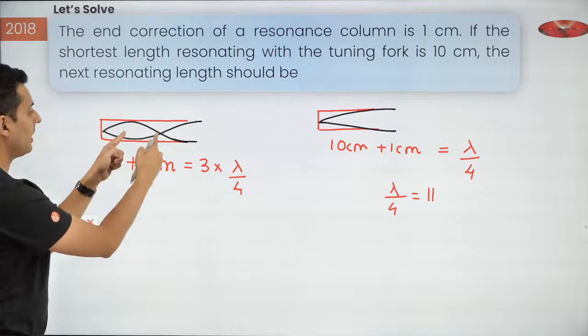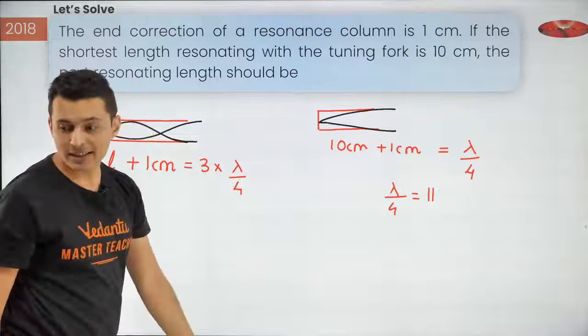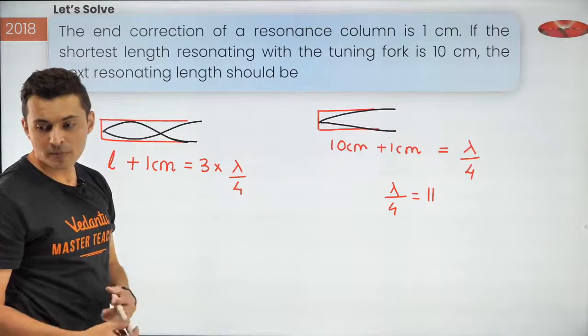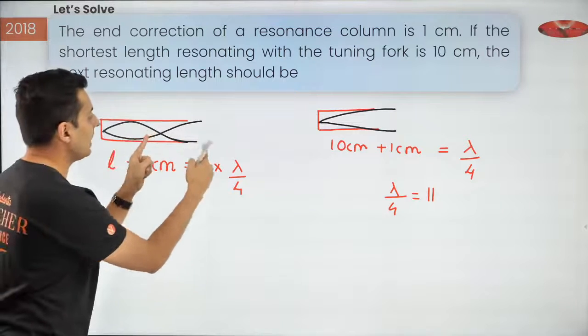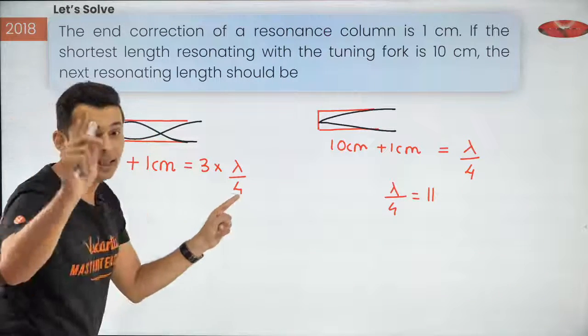Lambda by 4, lambda by 4, lambda by 4. Do you see that? Hi Vignesh. All right. Do you see this? Lambda by 4, lambda by 4, lambda by 4. So 3 lambda by 4, that's the next resonance length.